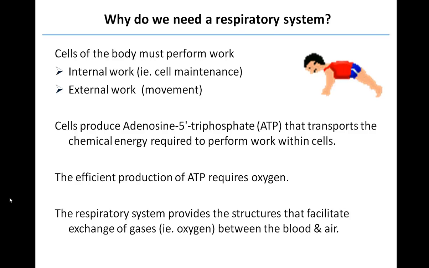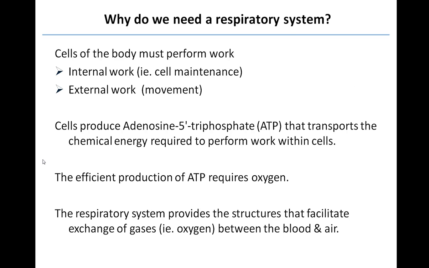system at all. Well, the cells of our body must be able to perform work to sustain life. This work can be internal work, such as the chemical reactions that occur inside cells that are important for sustaining life. For example, a requirement to pump ions across the cell membrane. Our body also needs to perform external work that we might, for example, associate with movement of the musculoskeletal system.